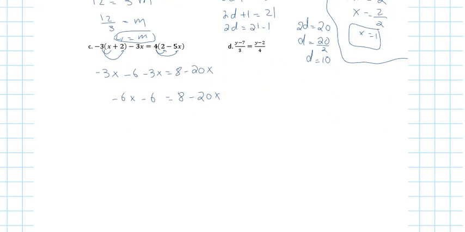Okay? So I have to move the negative 20x over. When I move a negative 20x, what does it become? Positive. Because the opposite of negative is positive. Okay? Now at the same time, I'm going to move the negative 6 to the other side. So they're switching spots. So I have 8, negative 6. When you bring it to the other side, it becomes a plus 6.